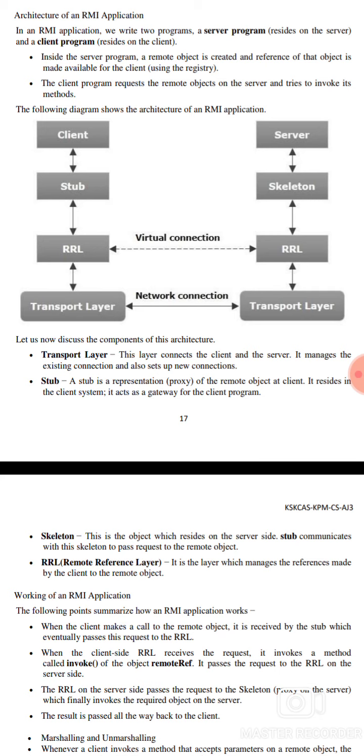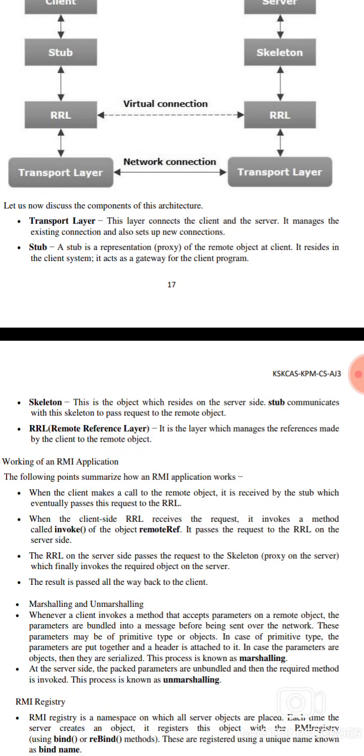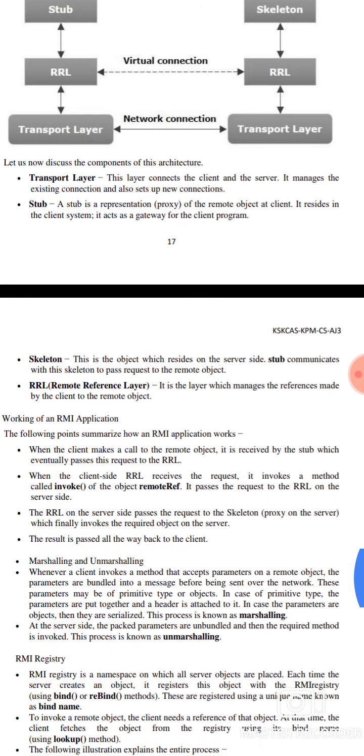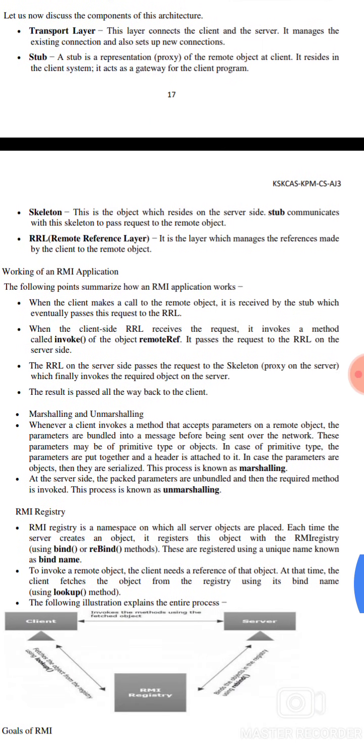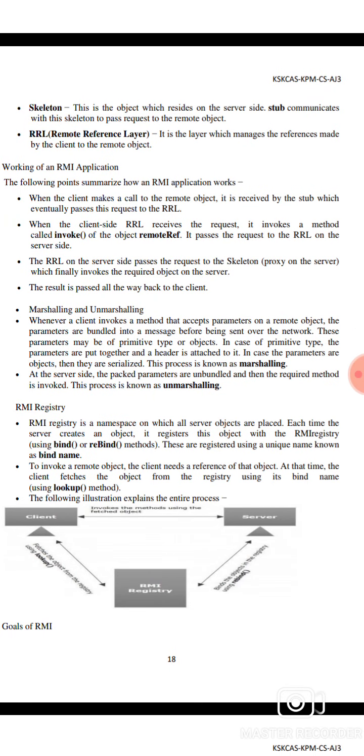RRL is a virtual connection. Transport layer is a network connection. The transport layer between client and server manages the existing connection. Stub is the representation of the remote object at the client. A skeleton is an object that resides on the server side. RRL manages the references made by the client to the remote object.